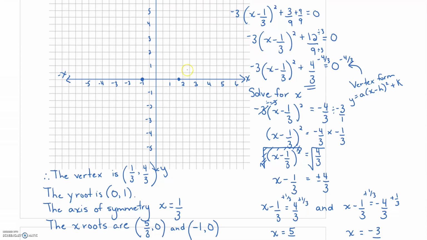We're going to label them. So 5 over 3, 0, and negative 1, 0. We're going to go ahead and put the vertex at 0.3 and about 1.3. So right about here. Okay. That's the vertex. Sorry, the vertex is 1 over 3 and 5 over 3. And then we have a y-intercept. The y root is 0, 1, sorry. 0, 1 is right over here.